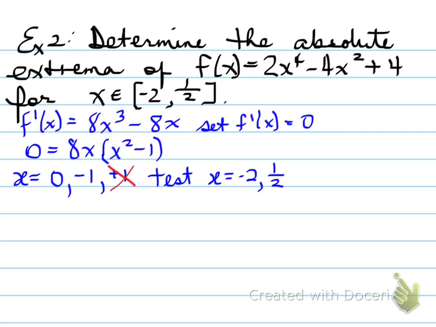We're going to test the endpoints, but notice something that gets crossed out. Why does positive 1 get kicked out of our test? Well, let's look at the restricted domain. It says find between the values of negative 2 to a half. This value is greater than a half, so it does not get considered. These values are all within the domain, so they get considered, but plus 1 is not within the restricted domain, so it gets crossed off.